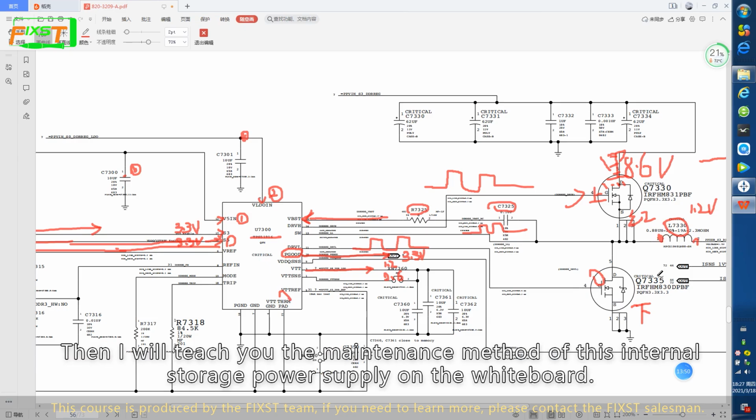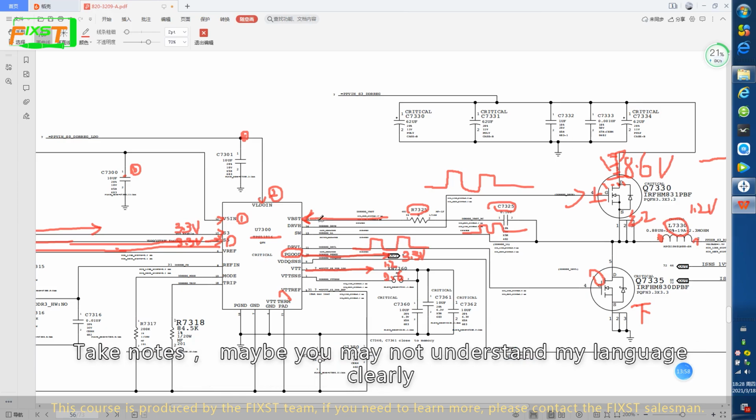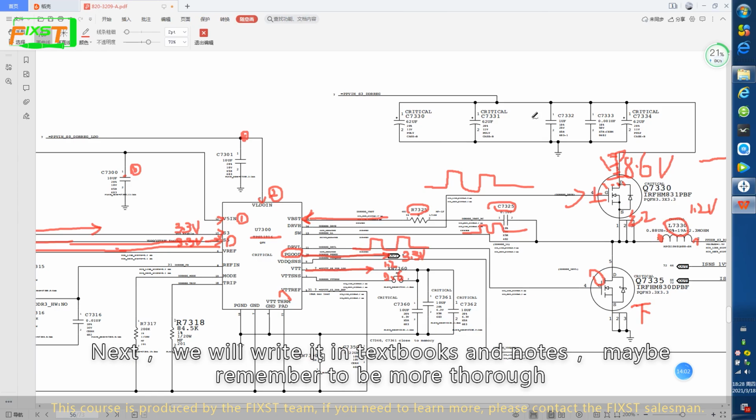Then I will teach you the maintenance method of this memory power supply on the whiteboard. Take notes, maybe you may not understand my language clearly. Next, we'll write it in the textbook and notes. Maybe remember to be more thorough.